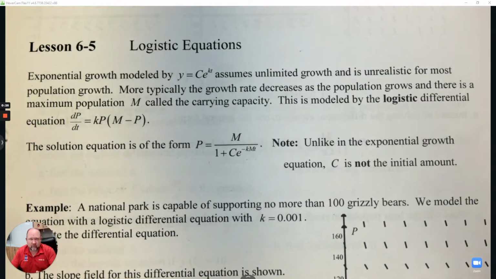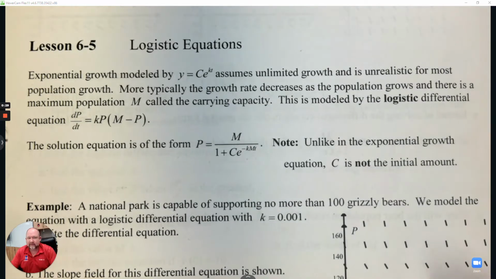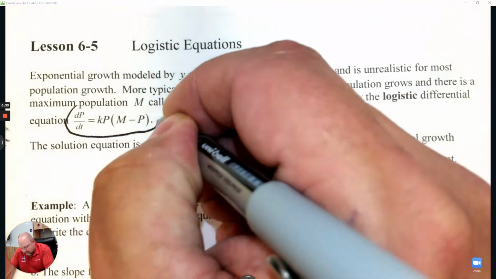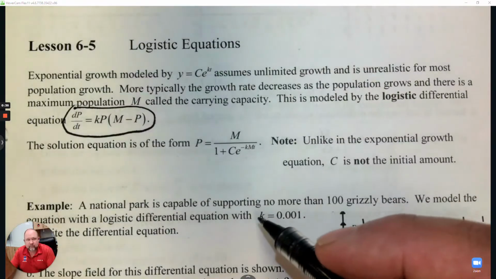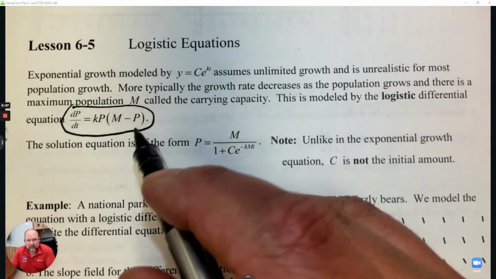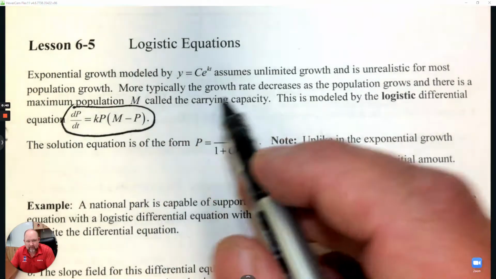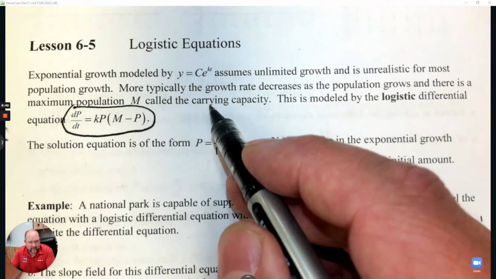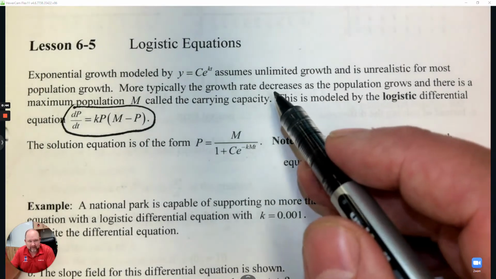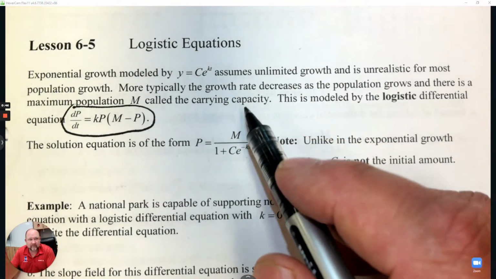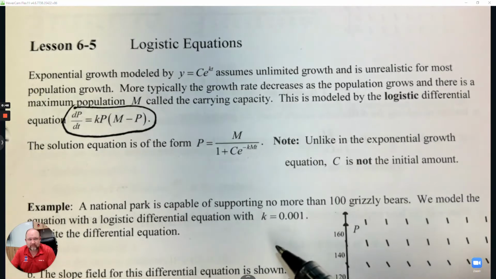That's what a logistic equation does. It increases to a certain amount and then it levels off. And so this is what that looks like as a diffie Q. In this situation, M is the maximum amount or the carrying capacity, and K is the rate that it's growing at.